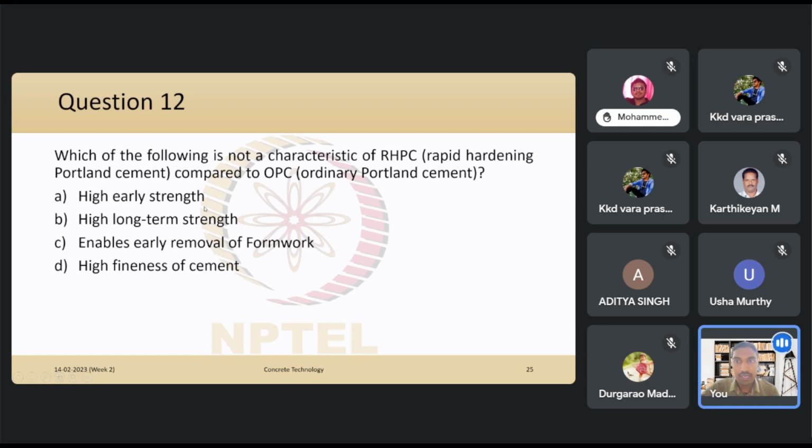And we also saw that in RHPC we need high early strength development. It's not just setting, but we also need quick strength, so high early strength is also its characteristic. We have higher C3S and lower C2S in comparison to OPC. So when C2S is lower, its long term strength is going to be lower than OPC. That's why option B is incorrect as a characteristic; it is the incorrect statement in comparison of RHPC and OPC. It has a lower long term strength. That's why option B is correct as being not a characteristic of RHPC.